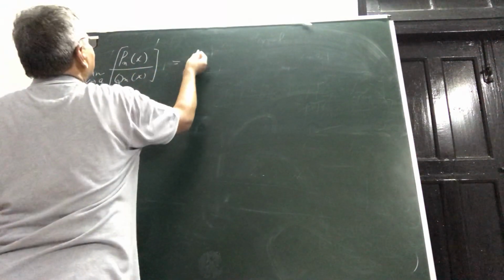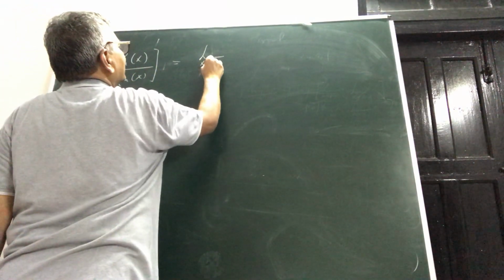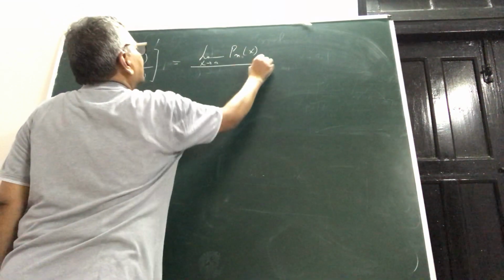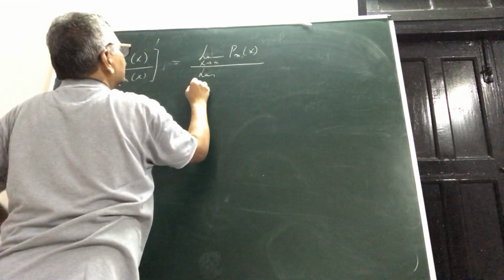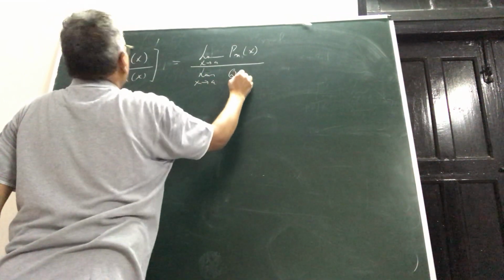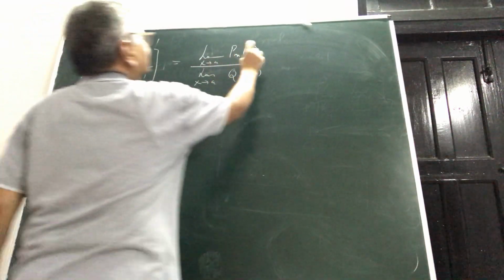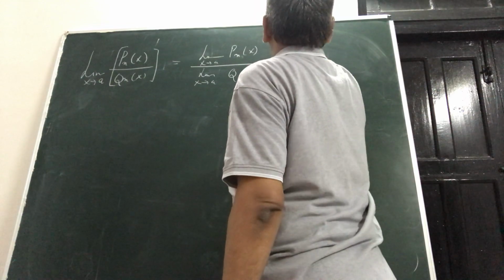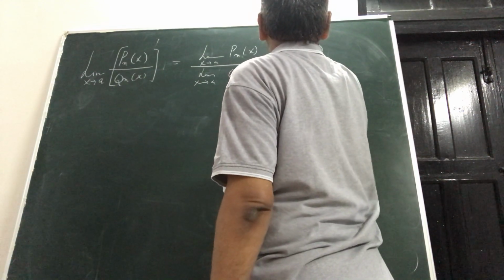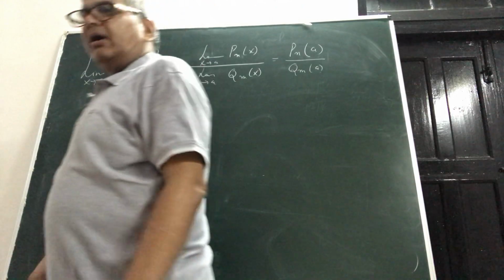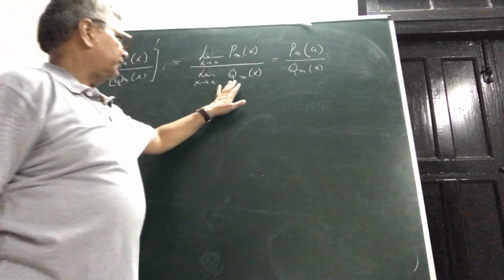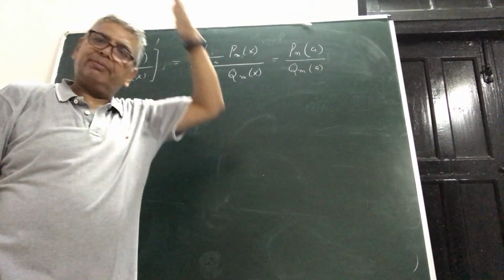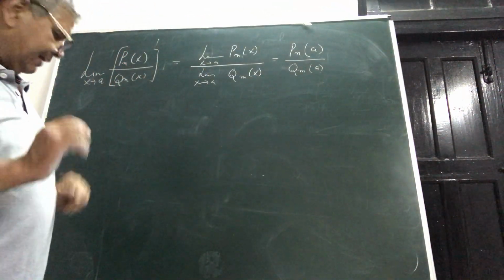So this will be the limit as x tends to a of P(x) upon the limit as x tends to a of Q(x), and these are polynomials, so this is nothing but P(a) upon Q(a). So this is another important result which you had been using. Of course, Q(a) will not be equal to 0. That is an obvious thing because otherwise your rational function will not be defined. So this is all what we have to do.